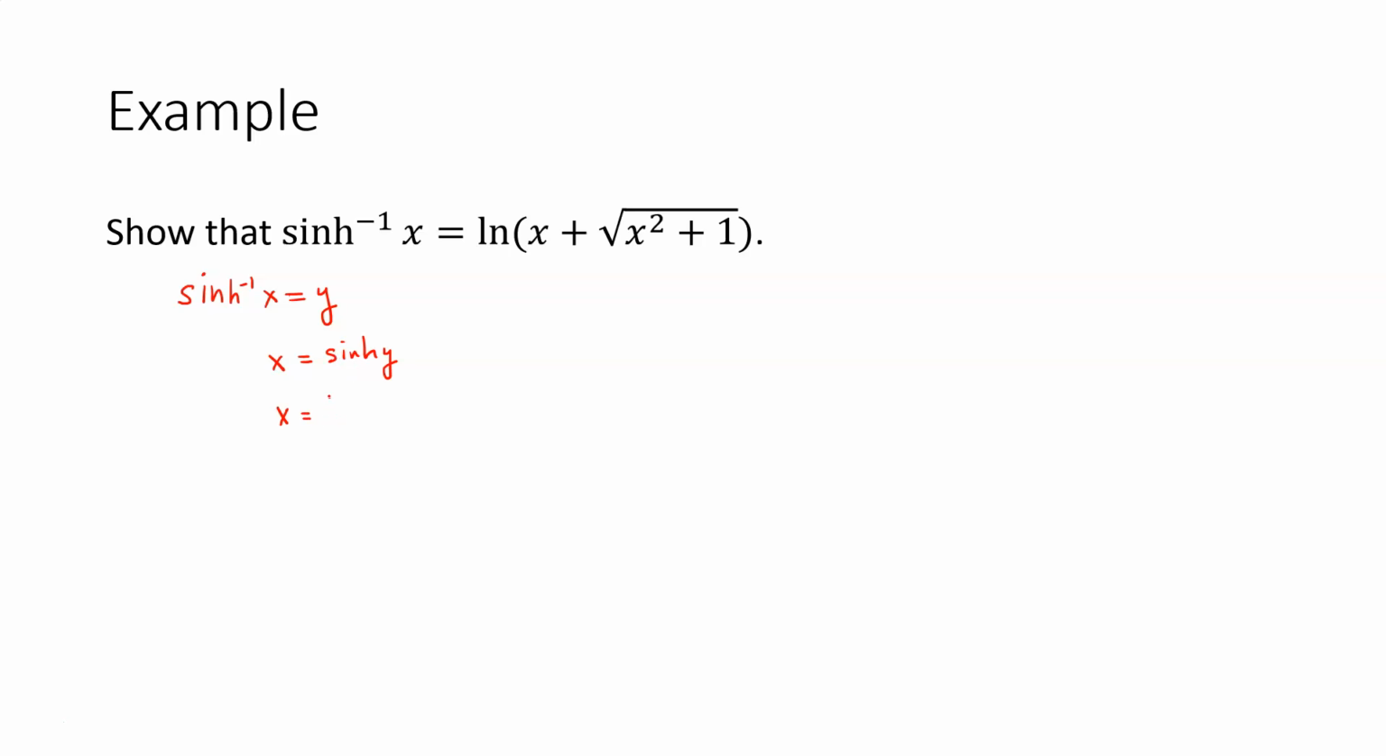So we can define it as e to the y minus e to the negative y over 2. That's using the definition of hyperbolic sine. And our goal would be to try and solve for y in terms of x here, to get an expression for the hyperbolic sine inverse of x. So here I'll multiply the 2 to the opposite side.